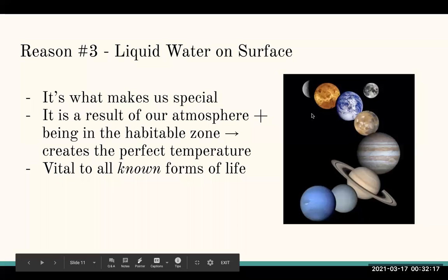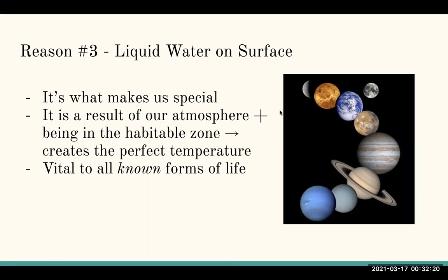All right. And a result of the ozone layer and our atmosphere is liquid water on the surface. So this is our third reason as to why we have life on Earth: liquid water on the surface. If you look at this diagram, you can see all of the planets: Mercury, Venus, Earth, Mars, Jupiter, Saturn, Uranus, Neptune. What makes us special? It's very clear that our planet is the only one in our solar system that has liquid water on the surface. There are other planets that have water, obviously, but it's not liquid.